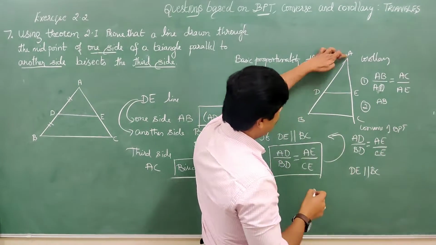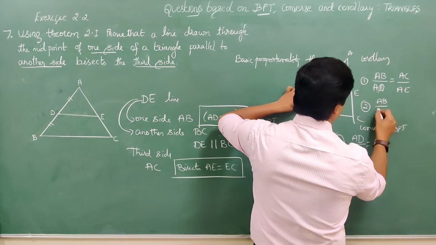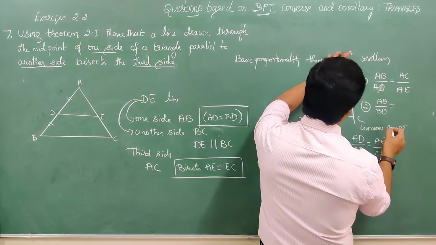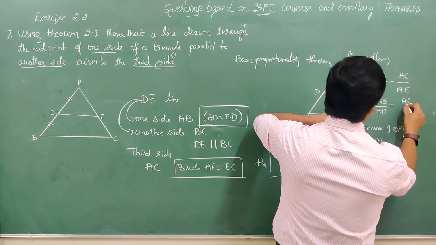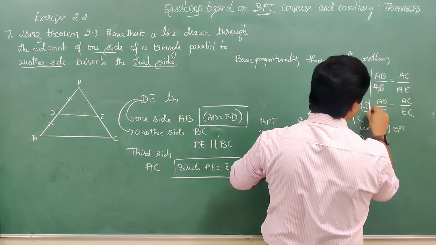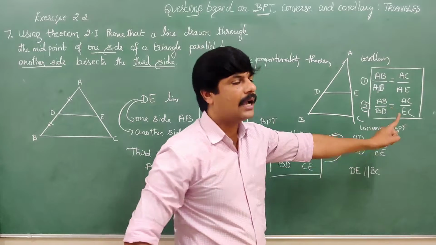AB by BD is equal to AC by EC. This is the corollary of BPT.